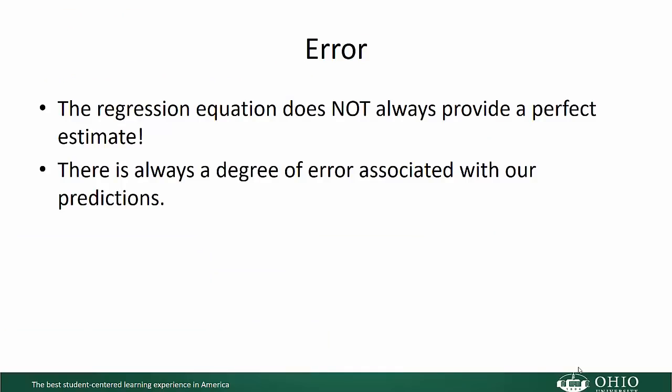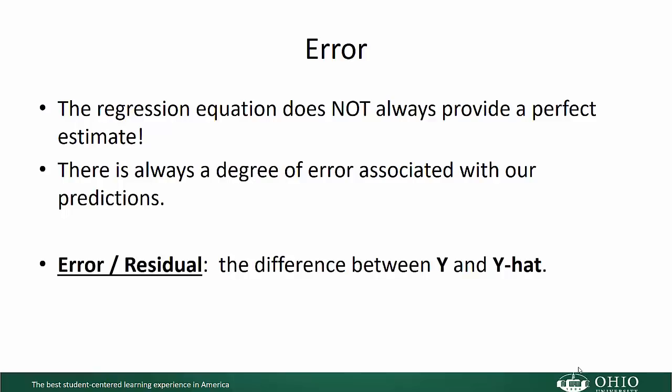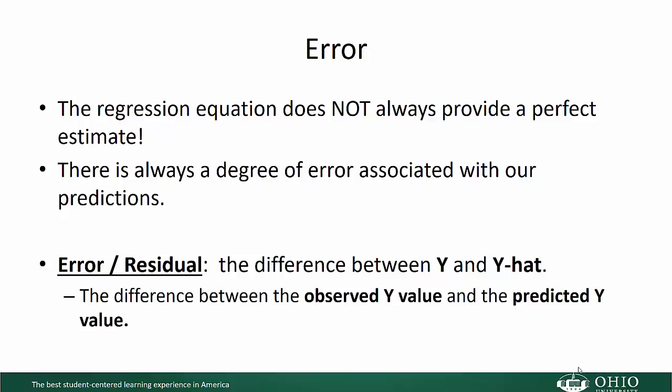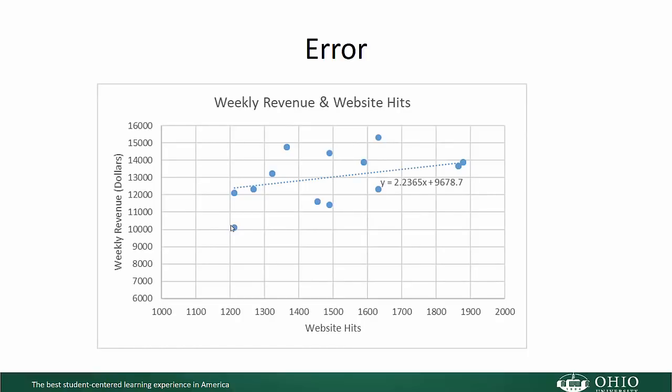Before I talk about those statistics, I want to elaborate a little bit more on what I mean by error. Another term for error is residual. Error or residual is the difference between y and y hat. In other words, it's the difference between the observed or actual value of y and the predicted value of y. Here's a visual depiction of error.